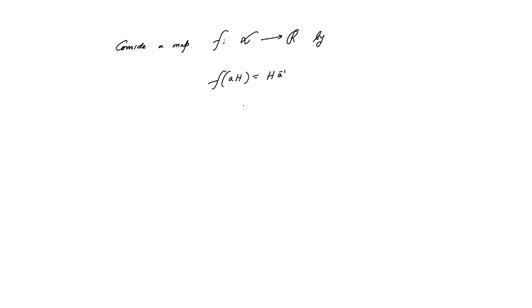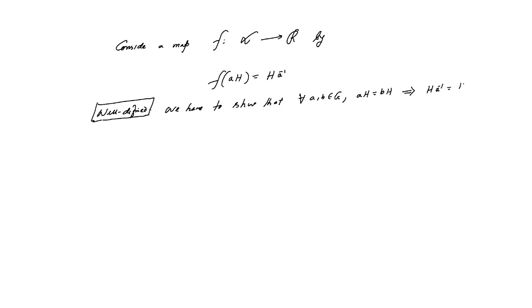But here we must first show it is well defined, because this is not a commonly known map. So how will we show it? For well defined, we have to show that for all a, b belongs to G, aH equals bH implies Ha inverse equals Hb inverse.